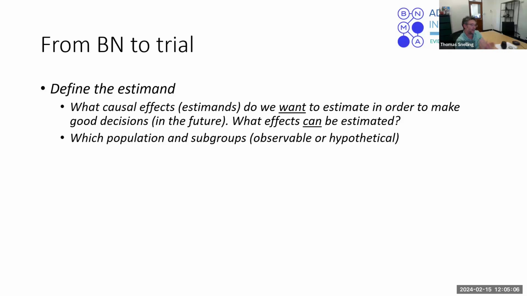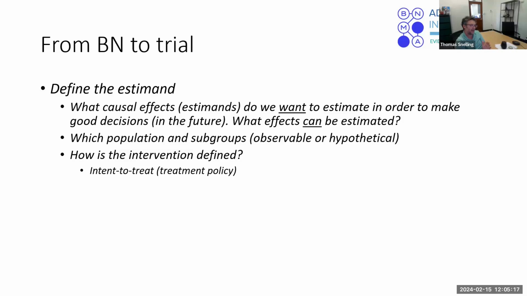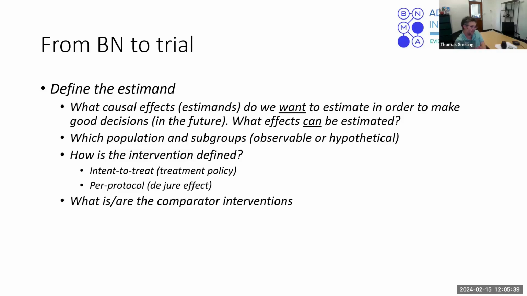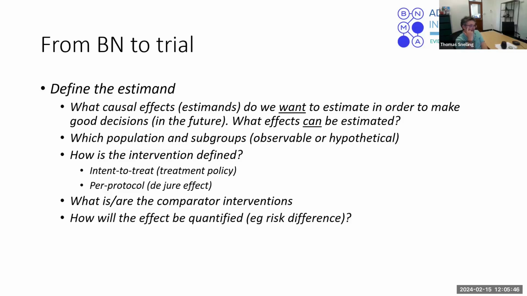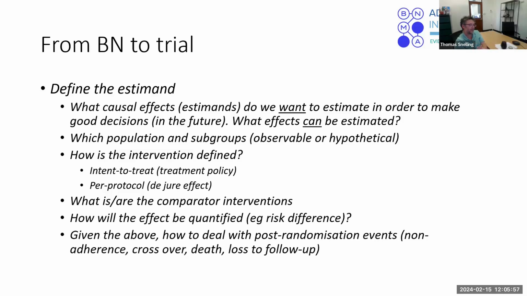Help us to define the particular population and subgroups that we want to measure those causal effects in. Helps us to define specifically how the intervention is defined, and whether we're defining it in terms of intention to treat, that is the effect of the assignment regardless of the treatment that's actually given, versus the per protocol, which is the idea that we want to measure not the assignment of treatment, but the effect of actually taking the treatment itself, which is a more complex thing to do. It helps us to define the comparators, and also we need to work out how that causal effect will be quantified, for example, in terms of a risk ratio or risk difference.